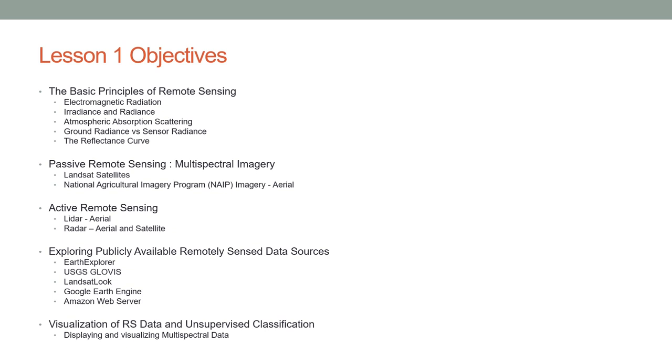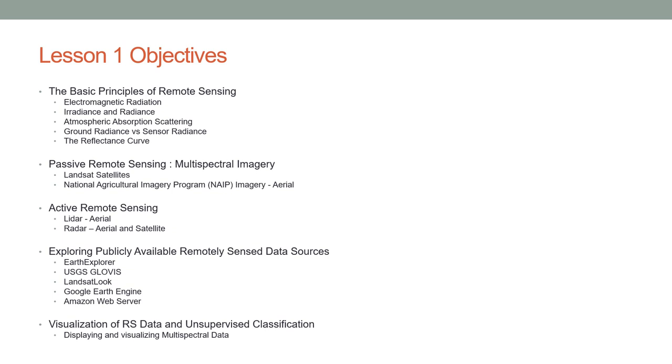Then you need to be very clear about the idea of two types of remote sensing, passive remote sensing and active remote sensing. We will focus on passive remote sensing, particularly multispectral imagery from Landsat satellites. And you also need to be aware of the National Agricultural Imagery Program, or NAIP imagery, which is aerial imagery, typically on the order of a 2 foot to about 1 meter resolution on the ground, whereas Landsats are moderate resolution and capture imagery at 30 meters spatial resolution.